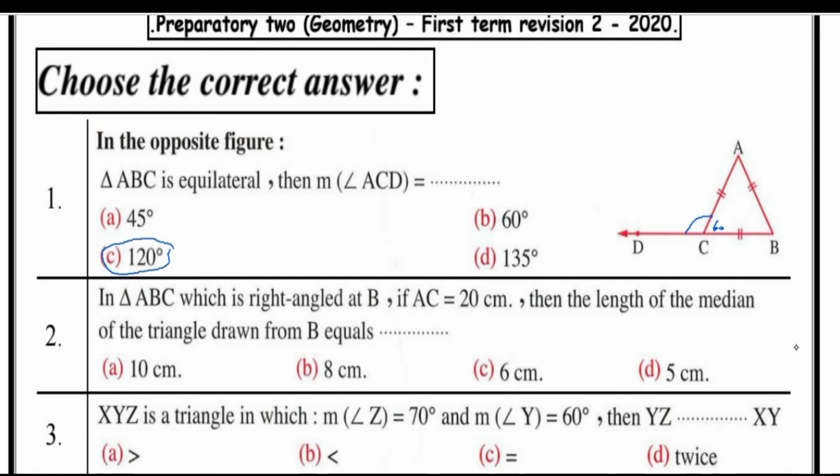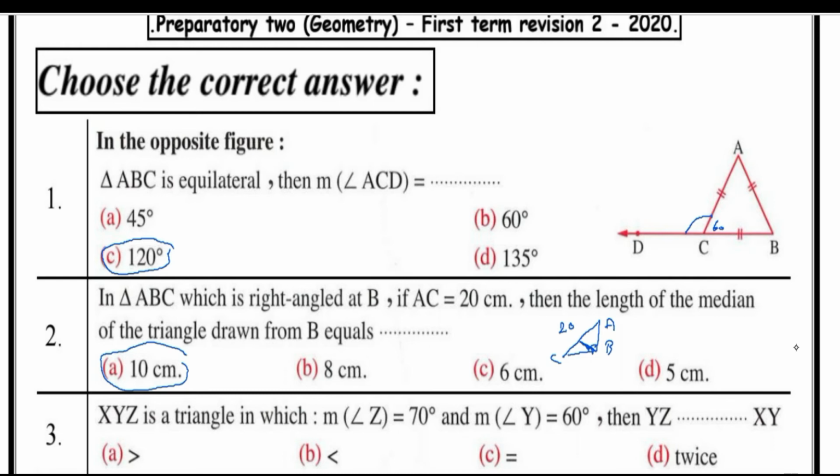In triangle ABC, which is right-angled at B, if AC is 20, then the length of the median from B equals... The median drawn from the right angle is half the hypotenuse. The hypotenuse is 20 centimeters. The median coming out of the 90 degree angle is half the hypotenuse, half of 20 is 10 centimeters.